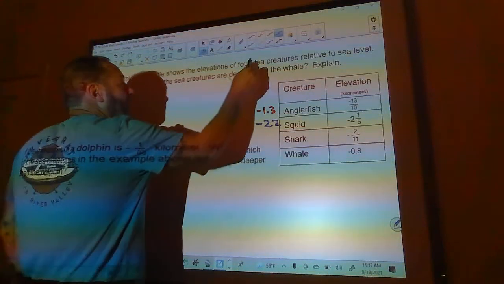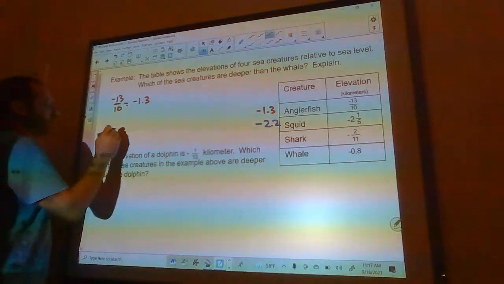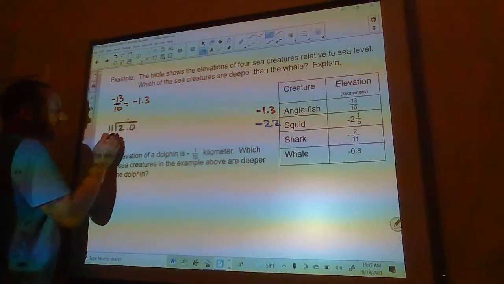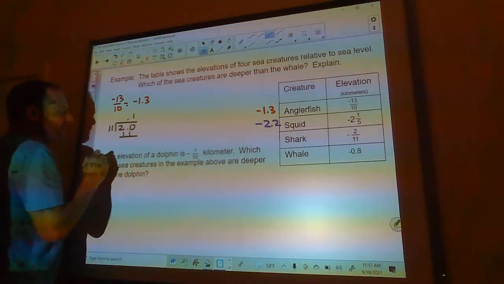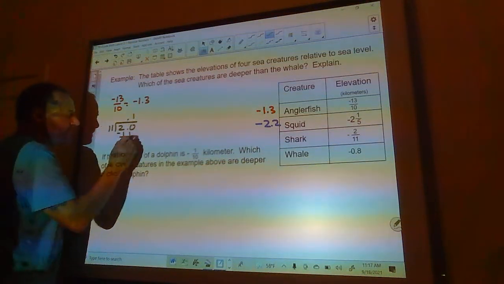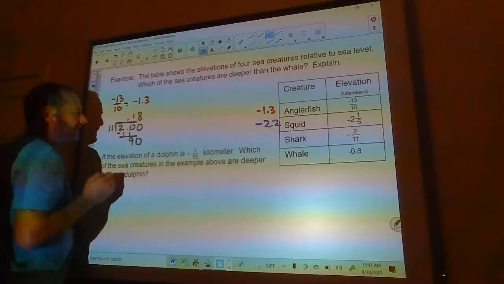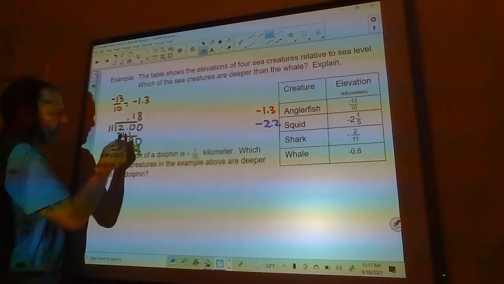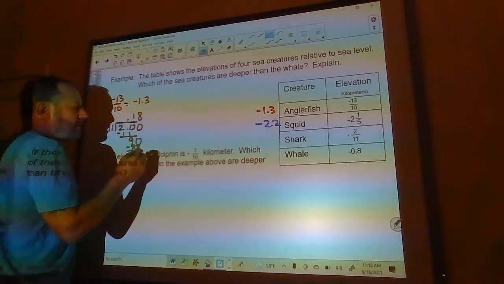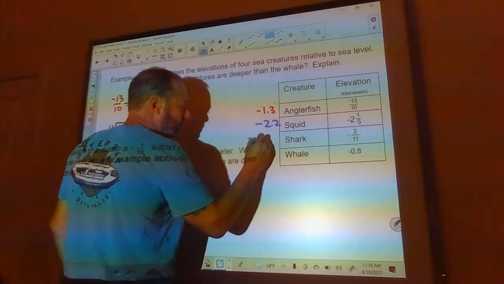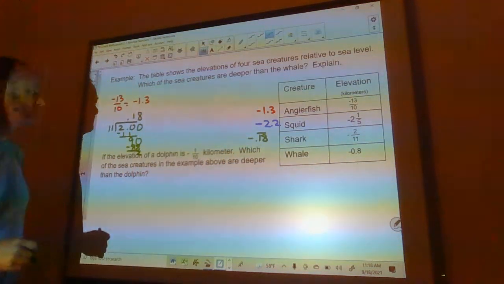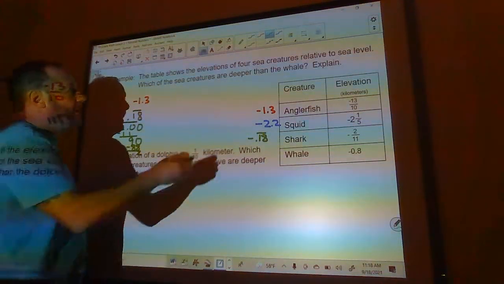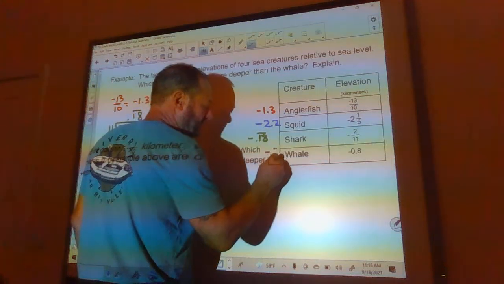A shark was at -2/11. So that's 2 divided by 11. That's going to go in there one time. That's 11. Subtract. That's 9. Drop down to 0. It's going to go in there 8 times. 8 times 11 is 88. Subtract. That's going to be 2. It's going to start my pattern over again. So this is going to be -0.18 repeating. And then the whale, we already know, that one's -0.8.